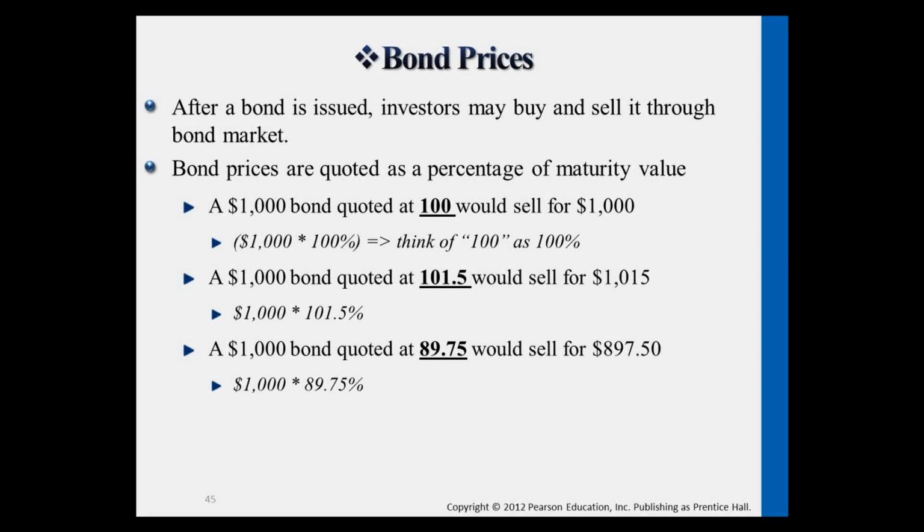If it's issued at 101.5, that means they raised $1,015, basically. So 101.5% of the face value. If the quoted price is 89.75, that means it's 89.75 percent of the face value. So the price of the bond usually is not listed as the dollar amount, but rather as a quoted price, a percentage of the price. Okay, so think of the term as 100%, 101.5%, 89.75% of the face value.